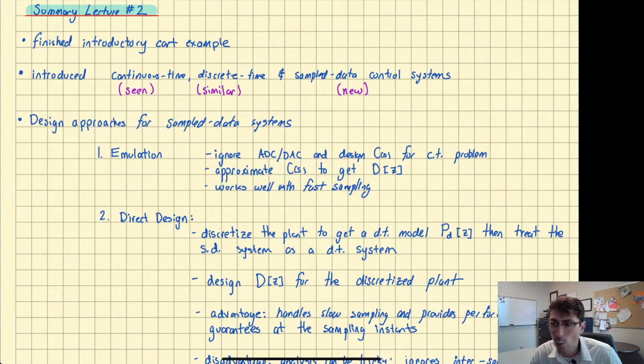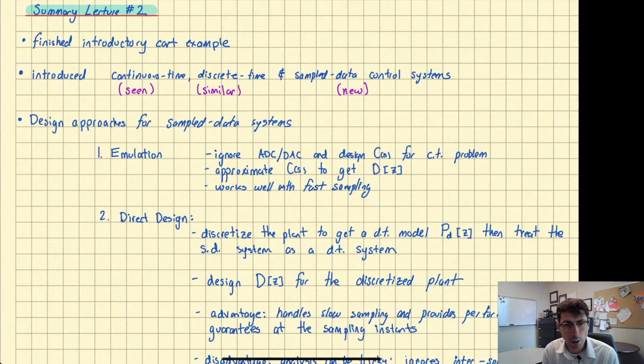Okay, so what did we do in lecture number 2? We finished our introductory cart example. It was a very trivial example, a simple example, but it gave you some of the ideas that we're going to cover in this course, right? There were some elements of continuous control design, sampling, converting discrete signals back to analog signals, and so on.